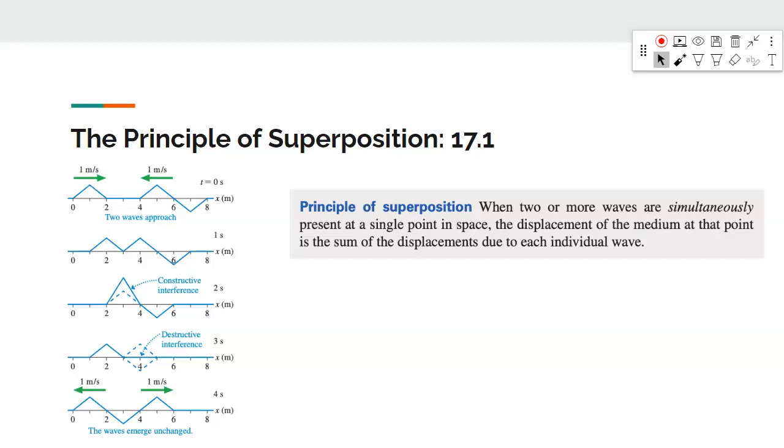Or alternatively, if it's constructive, how is that working? Am I not creating energy? The way that I would answer this is to say that superposition is a temporary local phenomenon. By temporary, I mean that as the waves pass through each other, once they're all the way passed through, they're going to look the same as before they started.